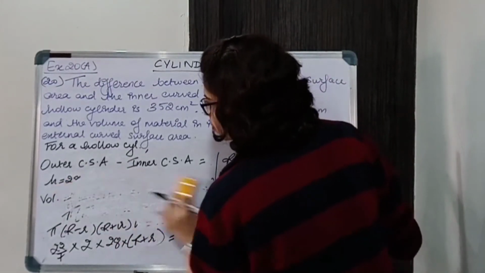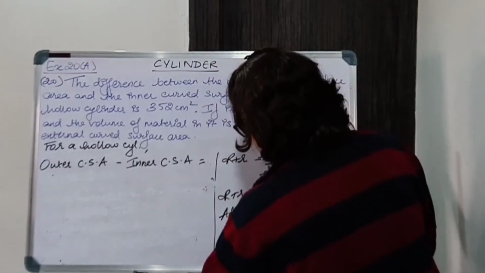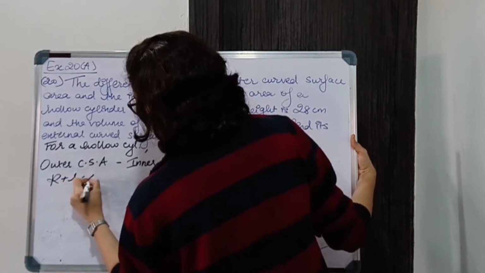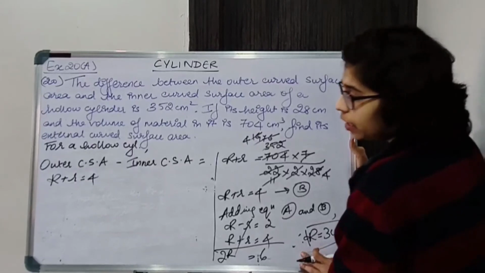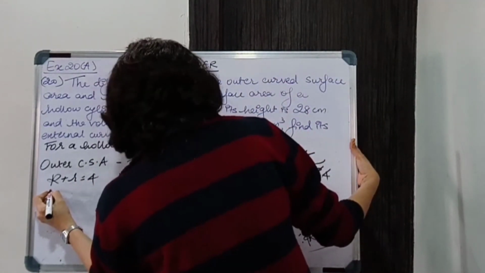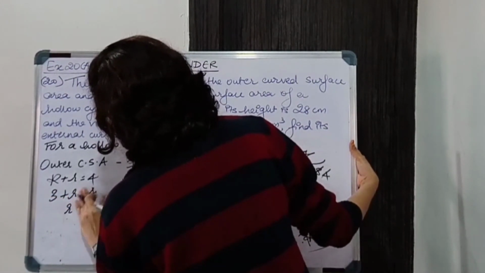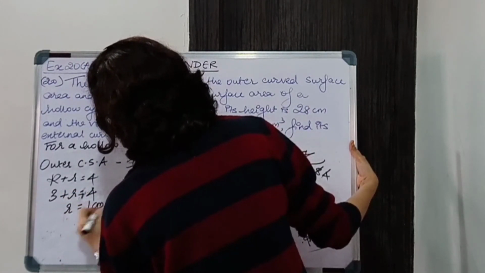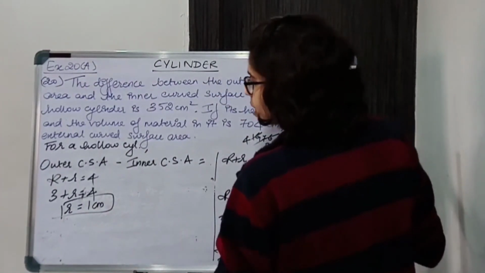Now we'll substitute the value of R in either of the two equations. I'll substitute in equation B. We know R plus r is equal to 4. You have to write the statement substituting the value of R in equation B or A, whichever you are substituting in. So R is 3, so r is equal to 1. So we got capital R equal to 3 centimeter and small r equal to 1 centimeter.